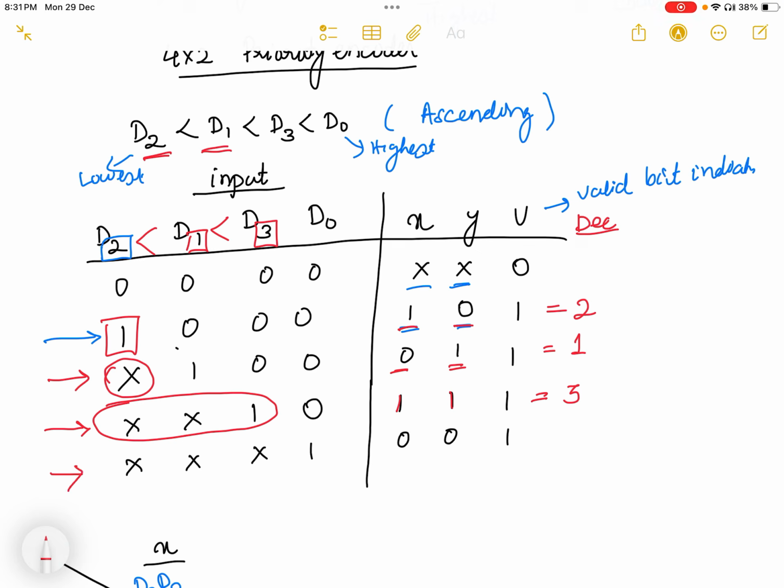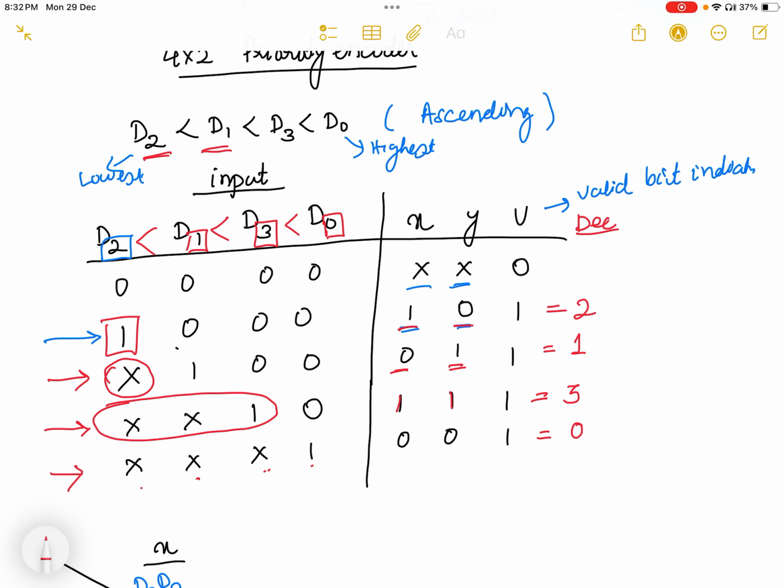We'll go to the last row. If D0 equal to 1 and D3, D1, D2 are don't care, that means they can be any value. If I take D0 equal to 1, D3 may be 1 or 0, D1 may be 1 or 0, D2 may be 1 or 0, I'll get at the output X equal to 0, Y equal to 0. That means it will show the decimal equivalent value 0, because D0 has the highest priority and its subscript is 0. That's why at the output I'm getting 0.